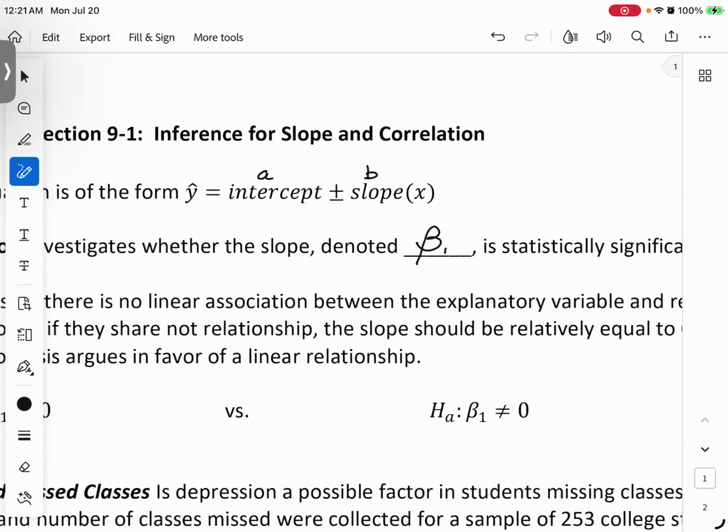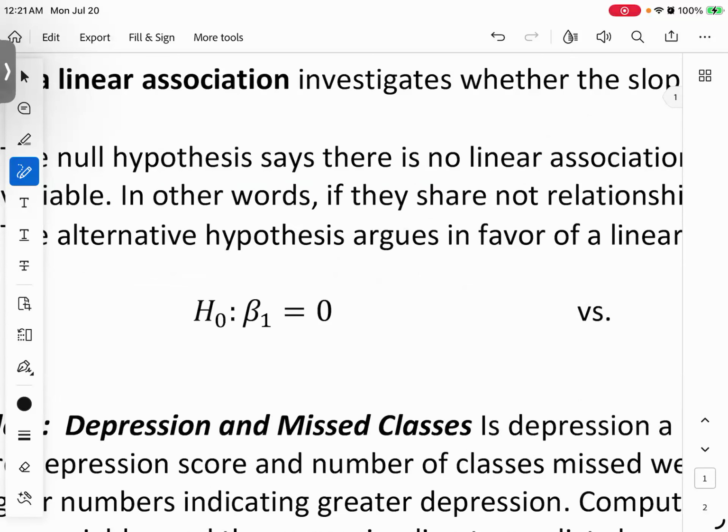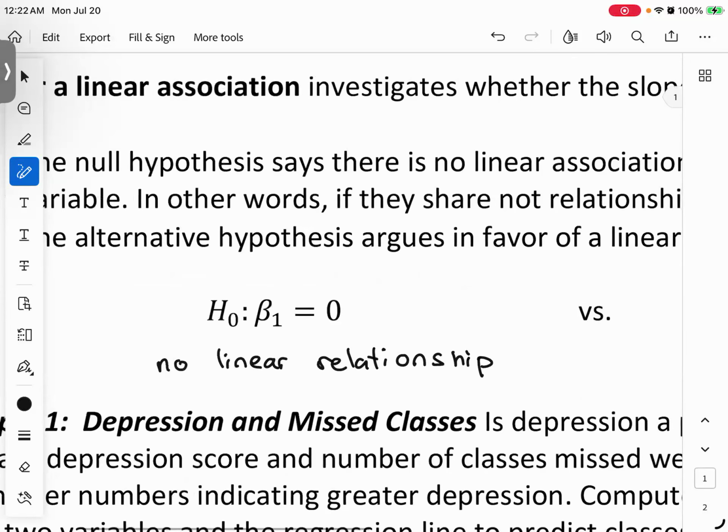Now, here's what we're going to do. When it comes to H0 and HA, the two different arguments, the null is going to be saying that the slope is zero. Another way we could say it is that it's arguing there is no linear relationship between the two quantitative variables. That's one way to think about it.